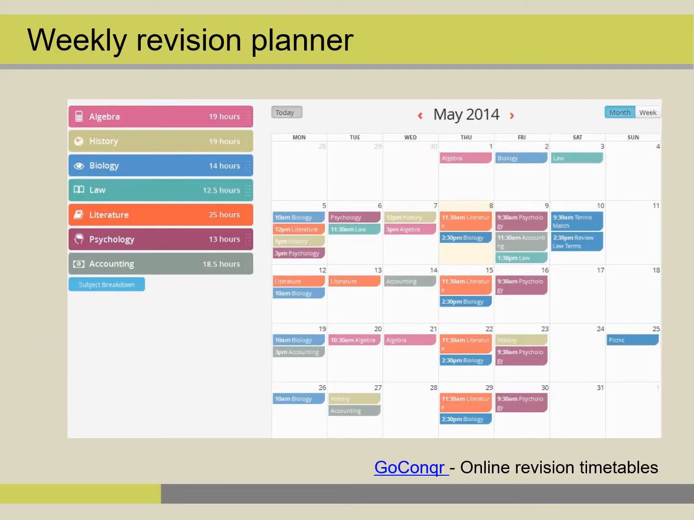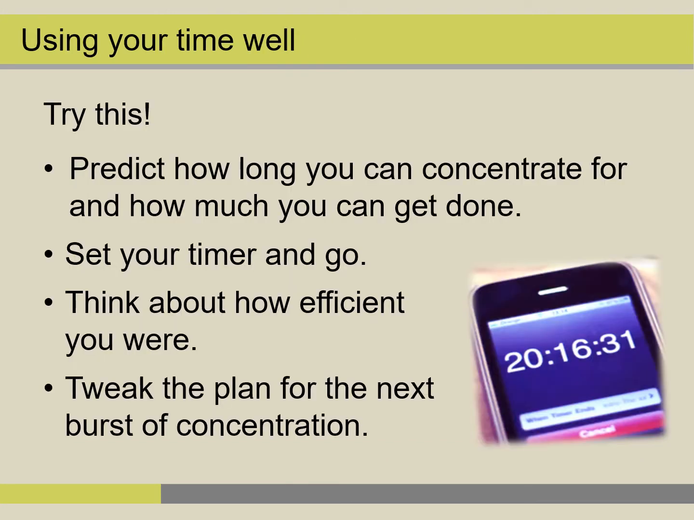You might have a wall planner that gives you a weekly revision. Remember to rotate your different topics or different subject areas so that you're covering things gradually and you're checking that you have information, checking that retrieval. Test yourself, use your time well. Predict how long you can concentrate and see how much you can get done. Set your timer and go. Reflect about how efficient you were, and then tweak the plan for the next burst of concentration.